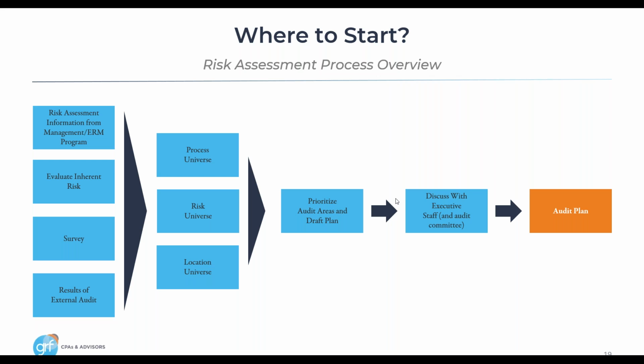Following along the boxes on the left, you could do risk assessment surveys, and evaluate your inherent risk as a whole, with all the different processes within the organization. The next level from that first level is looking at your process universe, your risk universe, as well as your location universe. Especially if you're an international NGO and you have locations all over the world, you may develop your audit plan and your audit approach based on countries or regions that are most risky.